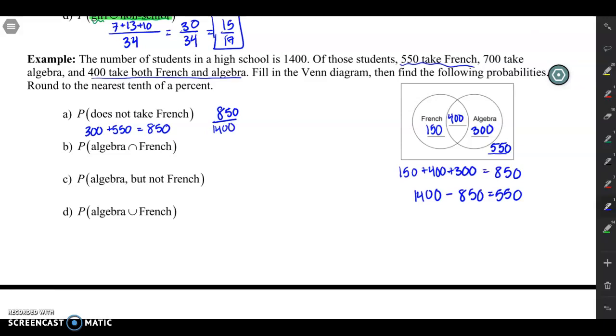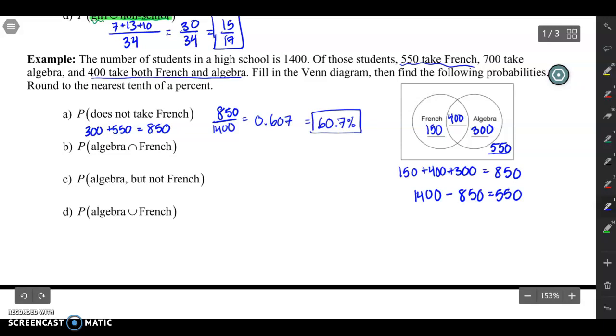And if you look at the instructions, we want to give our probabilities as percentages. So let's go ahead and see what that looks like in the calculator. I'm just going to type this fraction into my calculator. And when I did, I got 0.607 and then a bunch of other stuff. So we just got to remember that when we convert from decimals to percents, we basically just move our decimal place over 2. So it's going to be 60.7%. So 60.7% of our students do not take French.